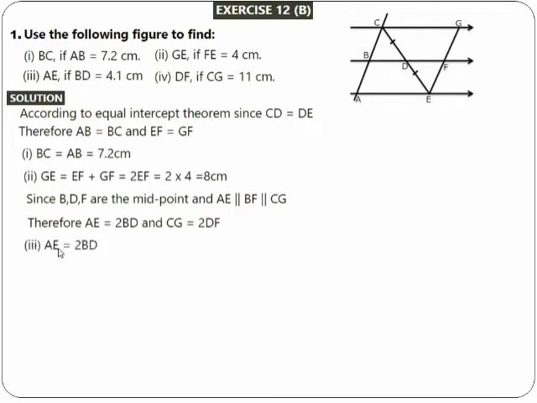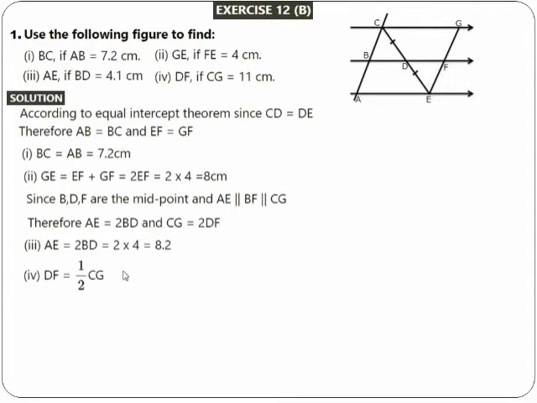So we have AE equals 2 times BD, as you can see. BD is given as 4, right? 4.1, I'm sorry, this is not 4, this is 4.1. So 2 into 4.1 is nothing but 8.2 centimeter. That means the value of AE will be 8.2 centimeter.